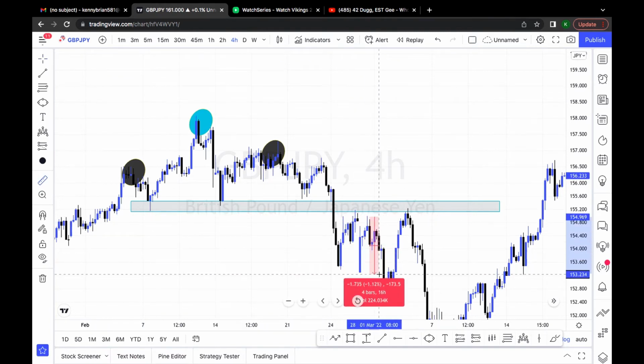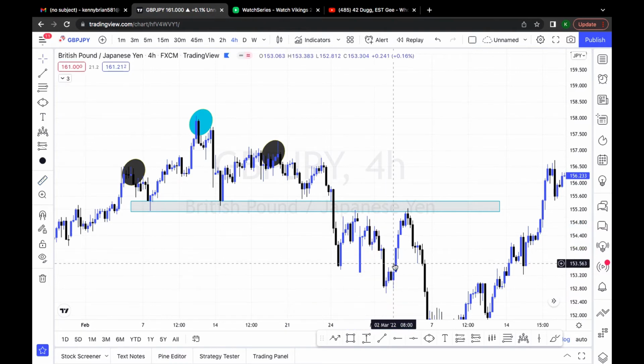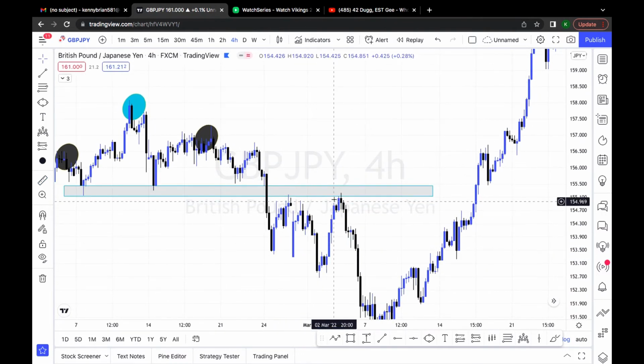This was a good movement to the downside, 175 pips, extremely good movement. Came back again. Remember what I showed you guys earlier? Price broke the neckline, came to retest, then went back to the resistance, then dropped again, right?